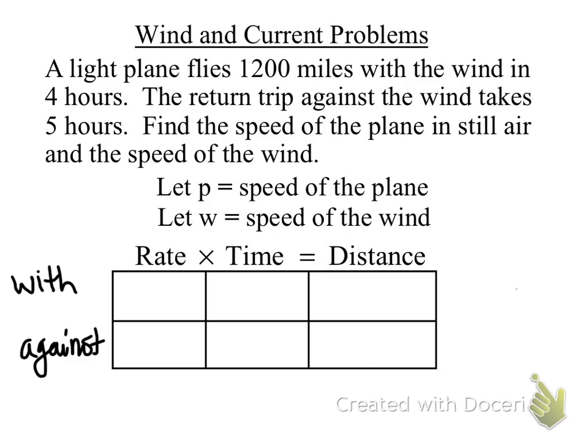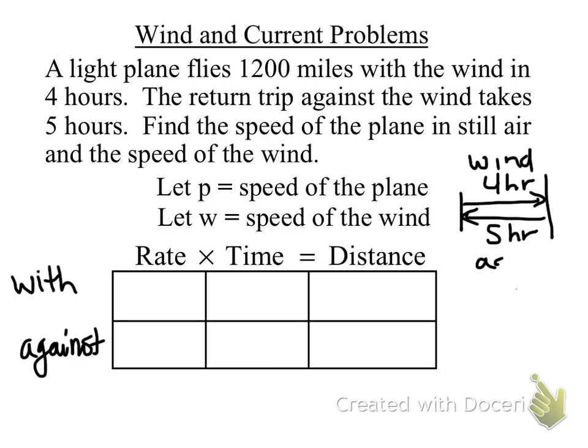Okay. What's happening in this diagram? I'm traveling to Hawaii, and then I'm traveling back. This is 4 hours. This is 5 hours. This is with wind. This is against. Okay. Now, what can I fill into my box?